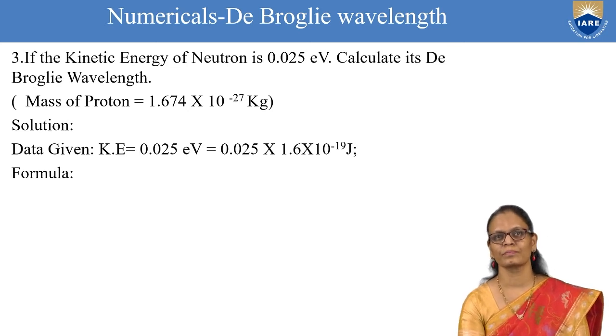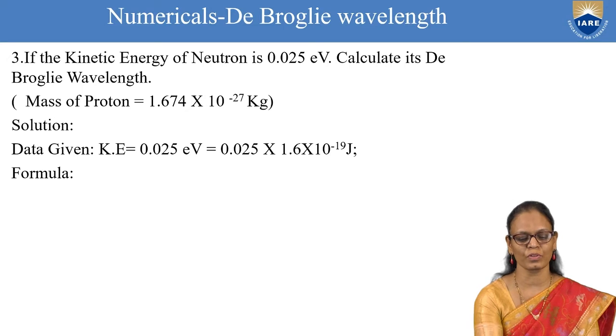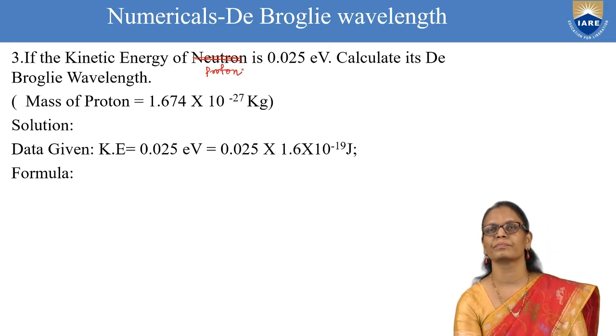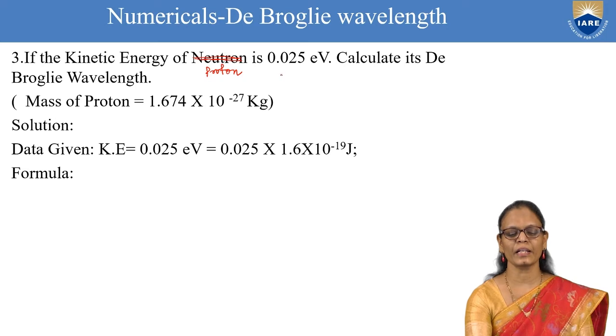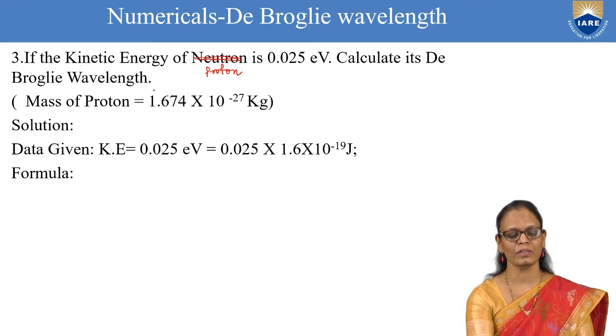Now the next one. If the kinetic energy of a neutron is 0.025 electron volt. No, we will consider it as proton because we know the mass of the given is proton, so we will consider it as proton. If the kinetic energy of the proton is 0.025 electron volt, calculate the de Broglie wavelength.